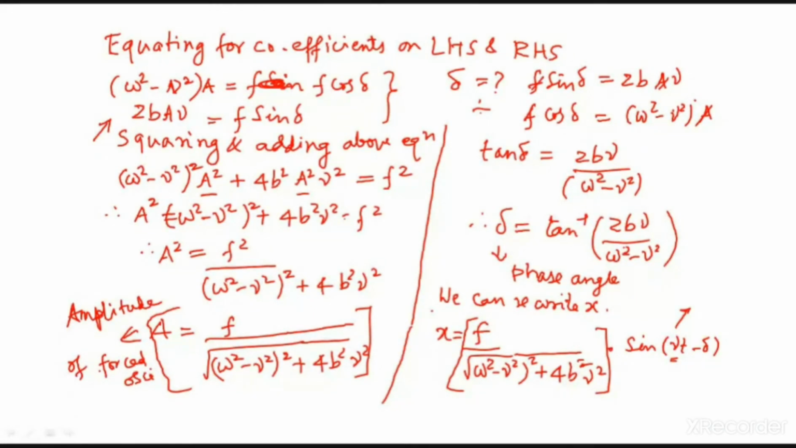Now, what is mu here? Mu is the frequency of the external periodic force. Omega is the angular frequency of the body. So by varying the frequency of the external periodic force with respect to the angular frequency, we may have three possible cases. What are those three possible cases?